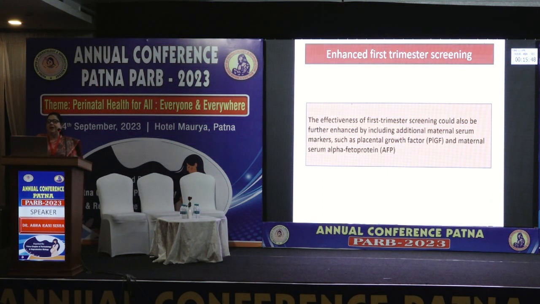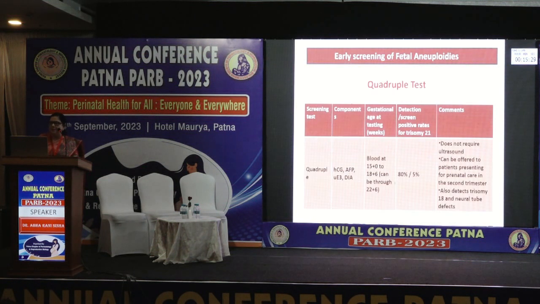Now comes the enhanced first trimester screening. That is, along with the combined test and the serum analytes like PAPP-A and beta-HCG, we can add other markers like placental growth factor and maternal serum alpha protein. And if we add these to the first trimester markers, then it becomes an enhanced first trimester screening.